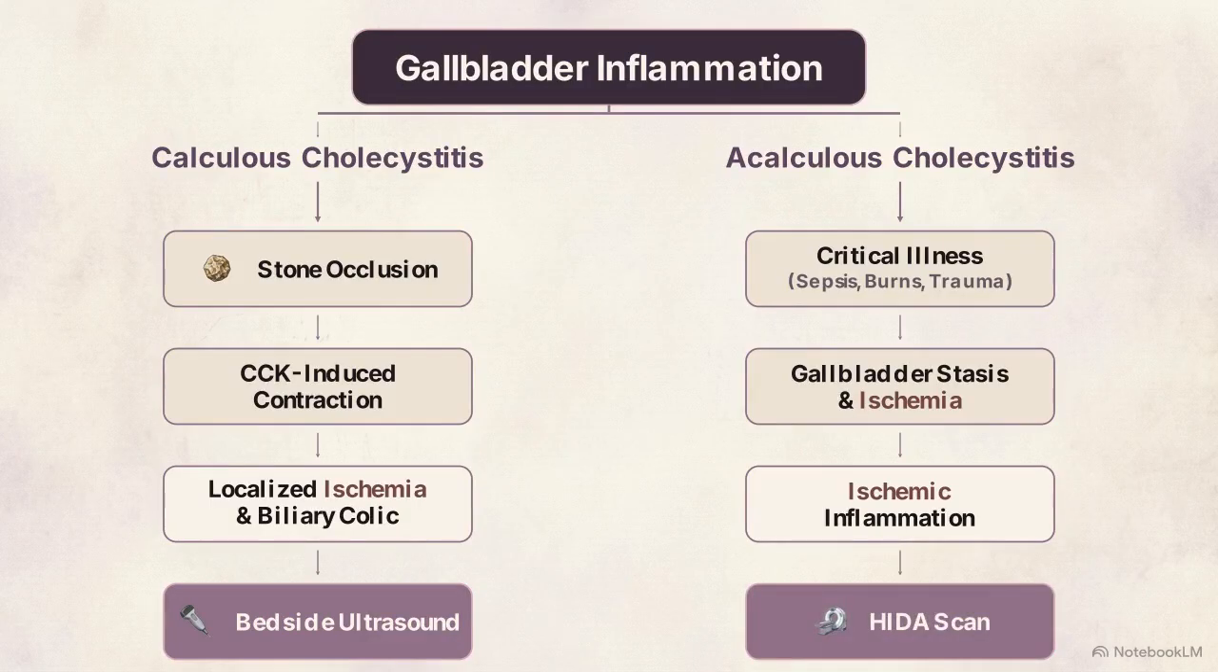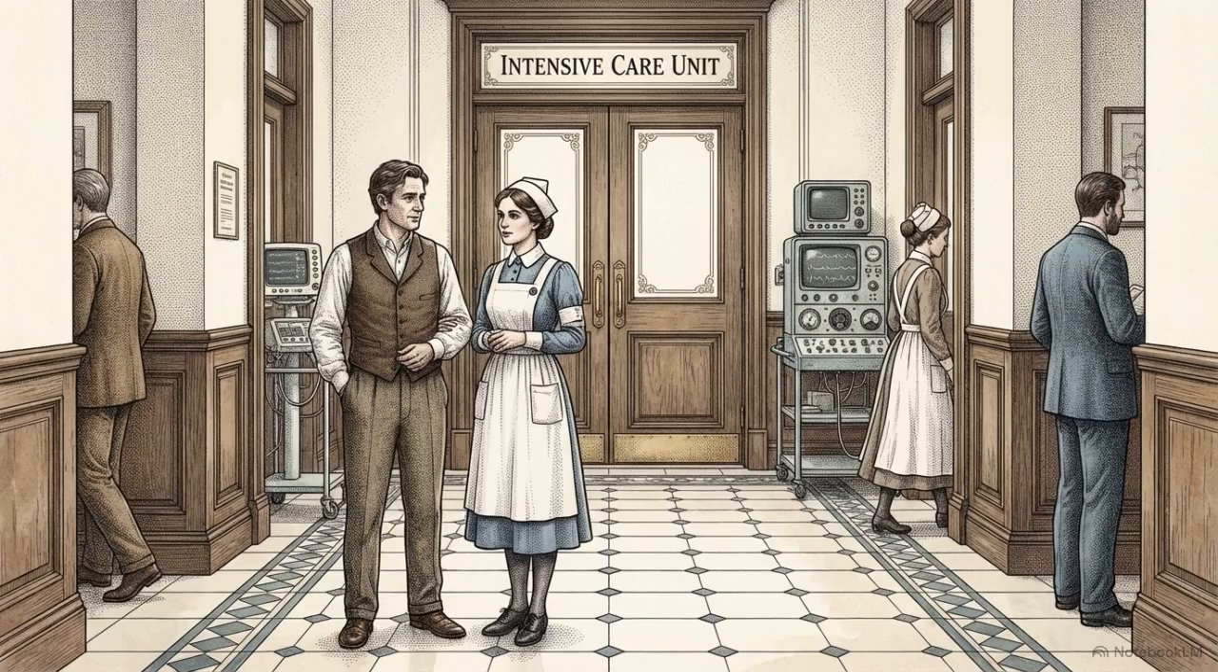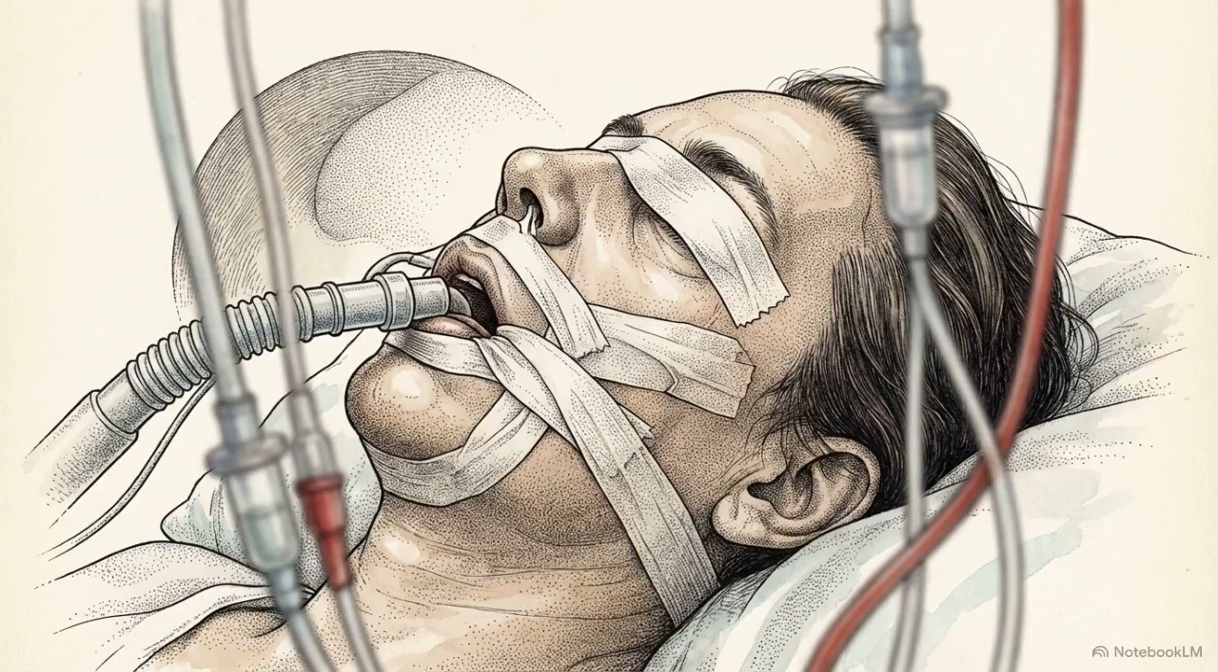A rapid bedside ultrasound easily identifies physical stones and wall thickening in calculus cases. But when the ultrasound is inconclusive, often the case in acalculous patients, a nuclear HIDA scan is necessary to functionally assess the patency of the cystic duct. Factoring in the patient's environmental context, an ambulatory patient versus someone in the ICU, rapidly predicts the etiology. Clinicians must be vigilant, as the signs of acalculous cholecystitis are dangerously subtle in sedated patients.